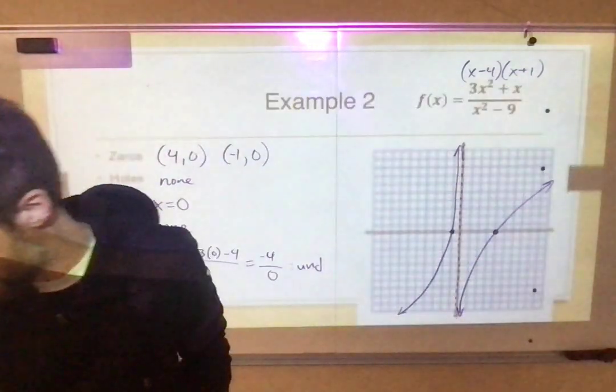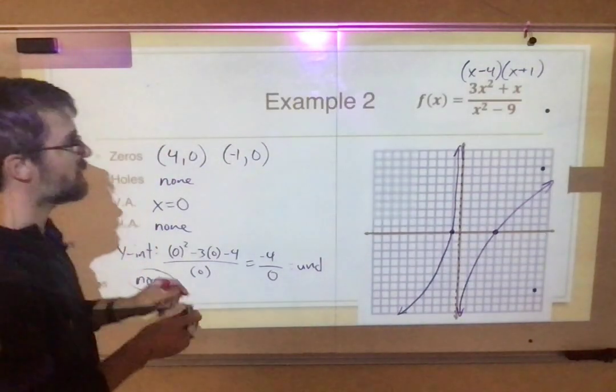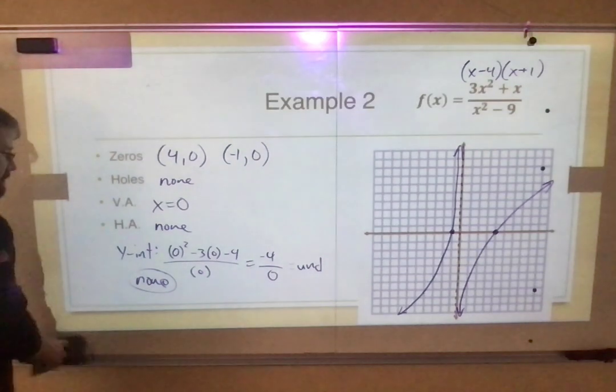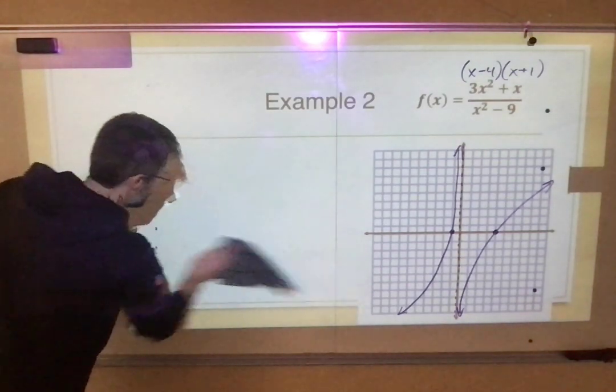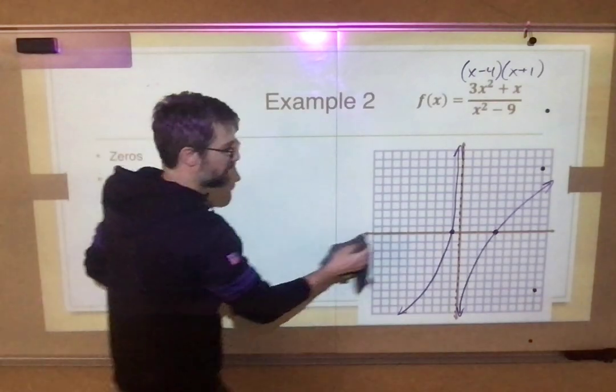All right, next example. So again, we want to start by factoring this. Now we've got some GCF and some difference of squares factoring.